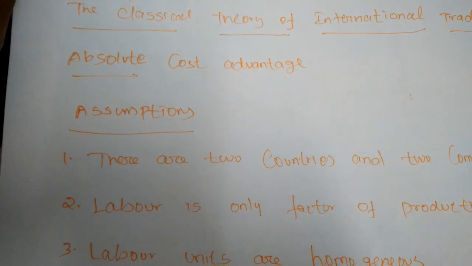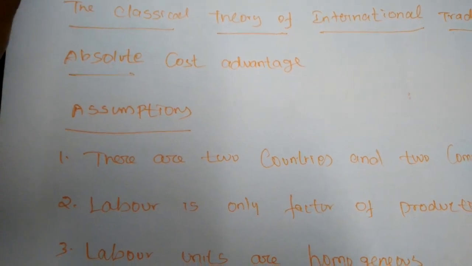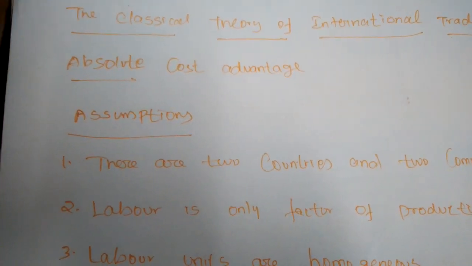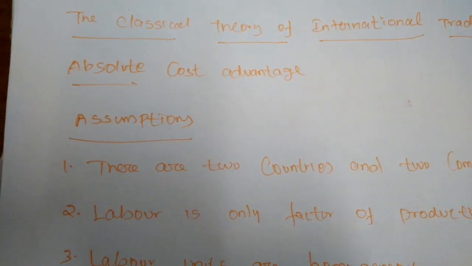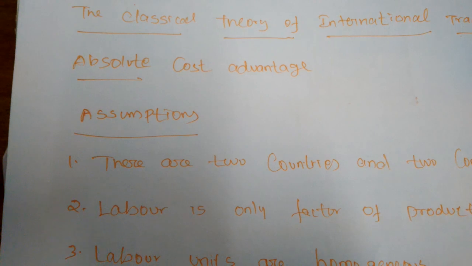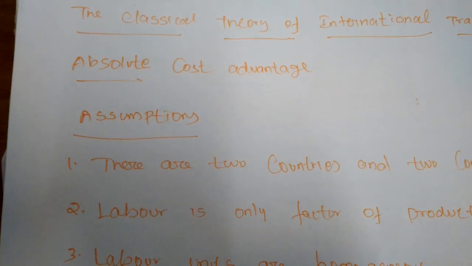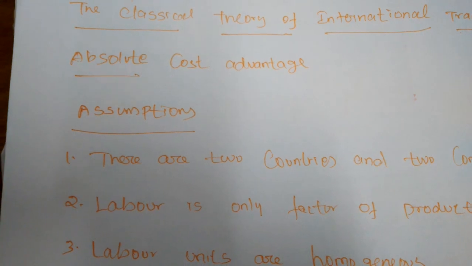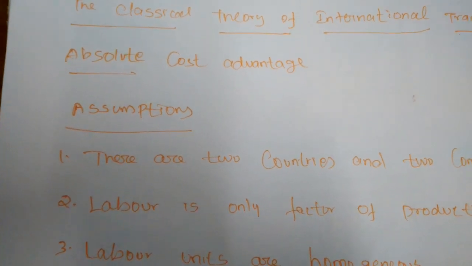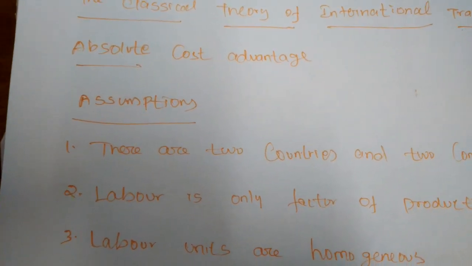The absolute cost advantage was developed by Adam Smith in 1776, and it was formulated as an explicit and precise theory by David Ricardo. After that, this theory was improved by many economists like J.S. Mill, Taussig and Haberler.